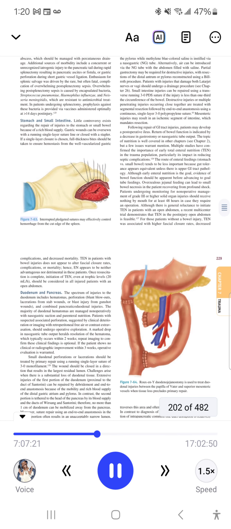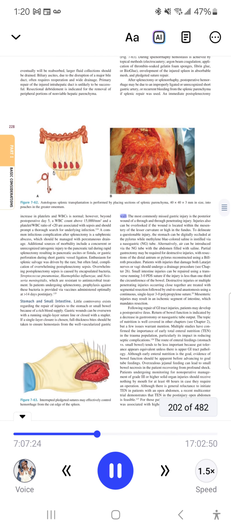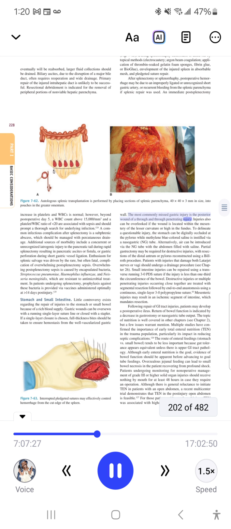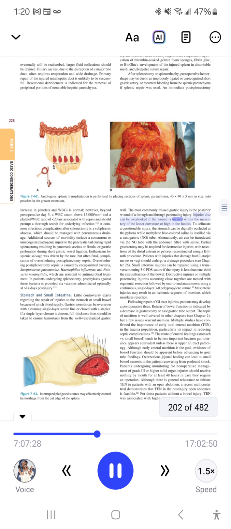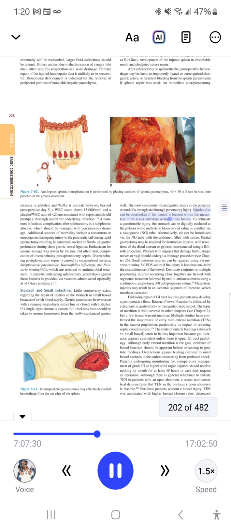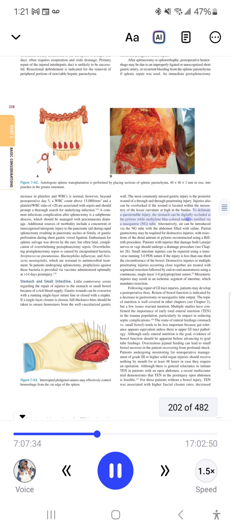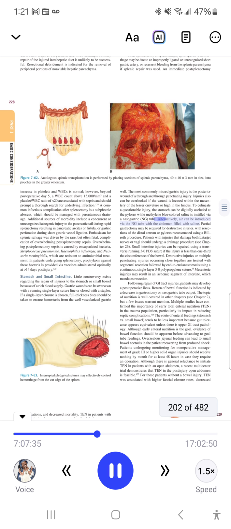Figure 763. Interrupted pledgeted sutures may effectively control hemorrhage from the cut edge of the spleen. The most commonly missed gastric injury is the posterior wound of a through-and-through penetrating injury. Injuries also can be overlooked if the wound is located within the mesentery of the lesser curvature or high in the fundus. To delineate a questionable injury, the stomach can be digitally occluded at the pylorus while methylene blue-colored saline is instilled via a nasogastric (NG) tube.